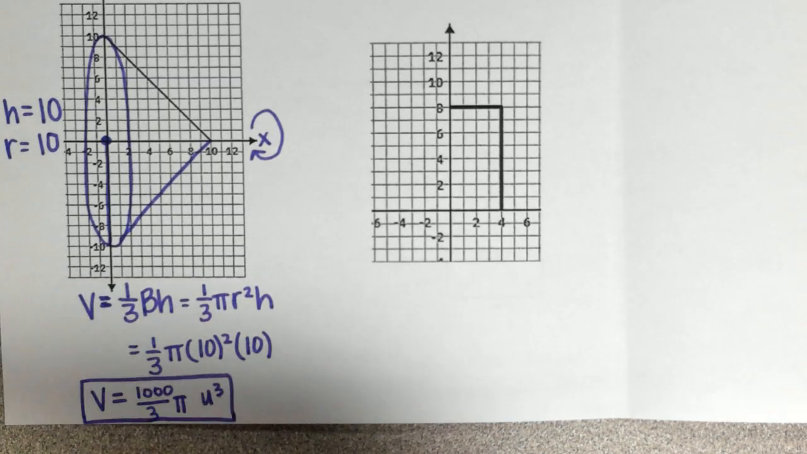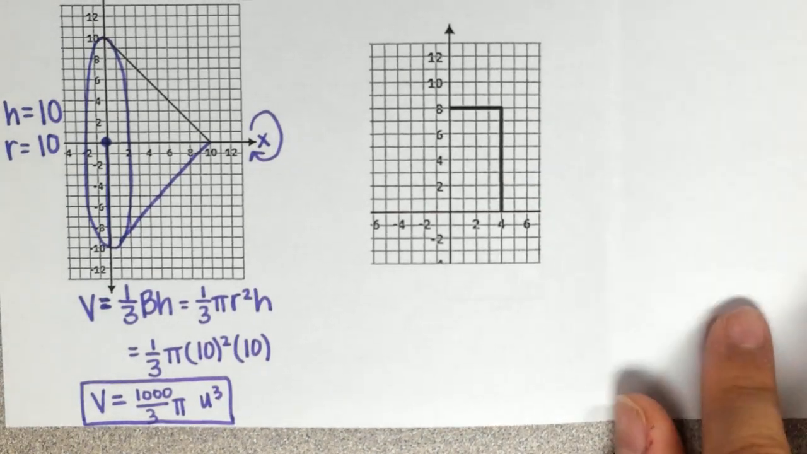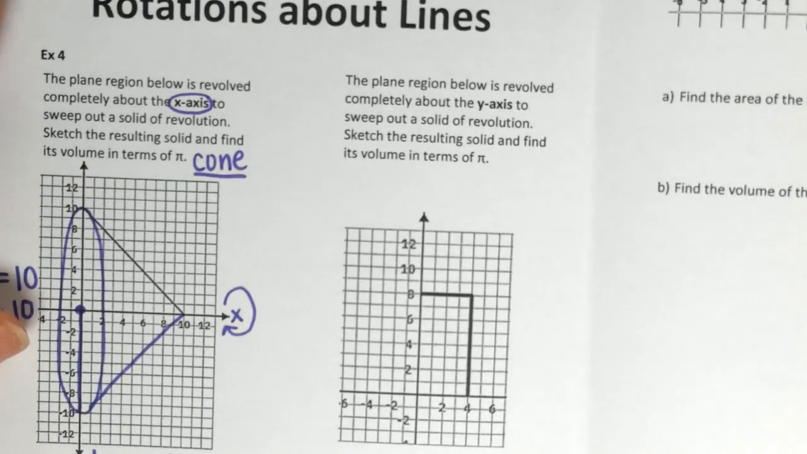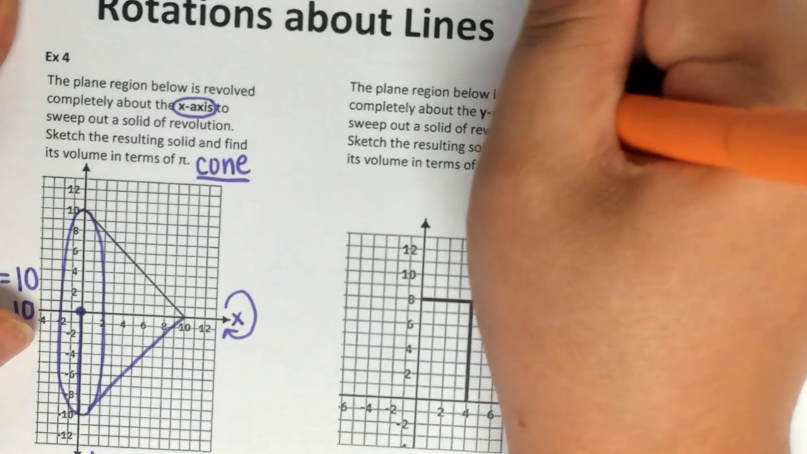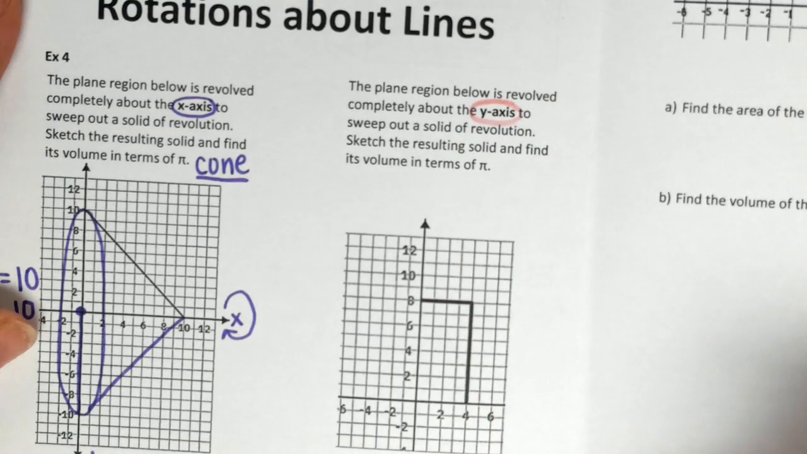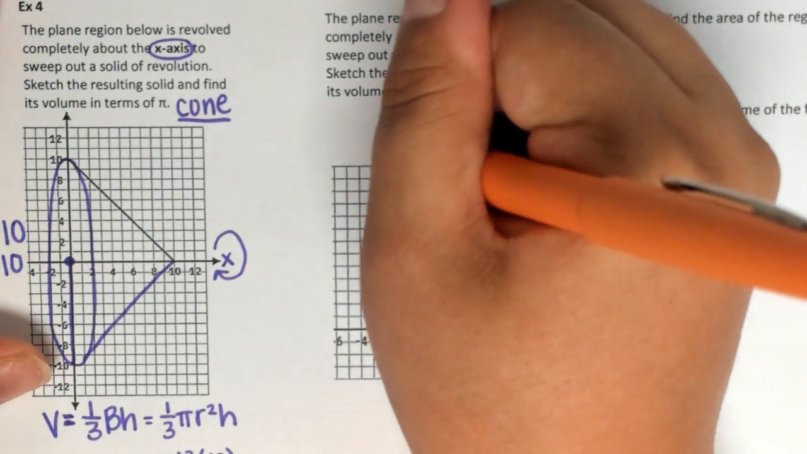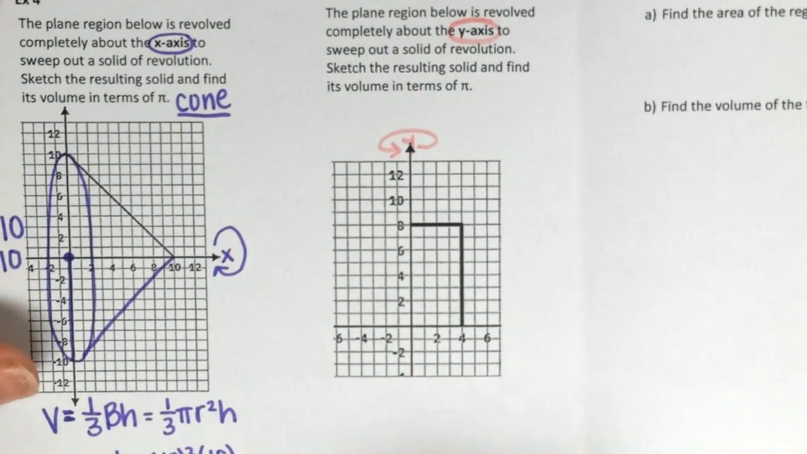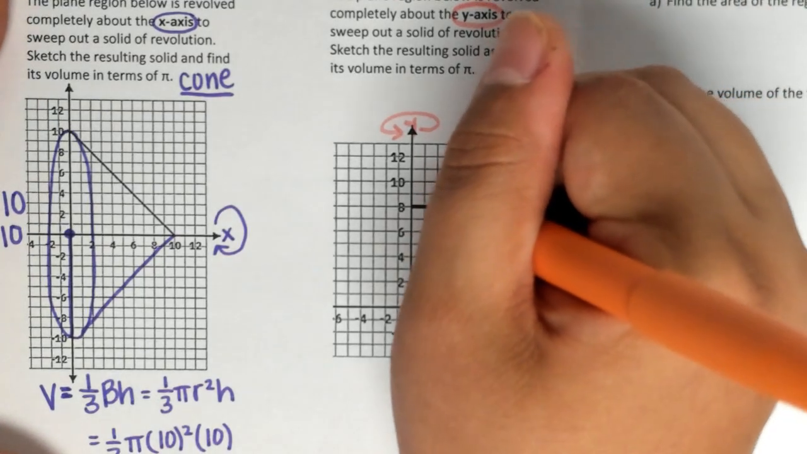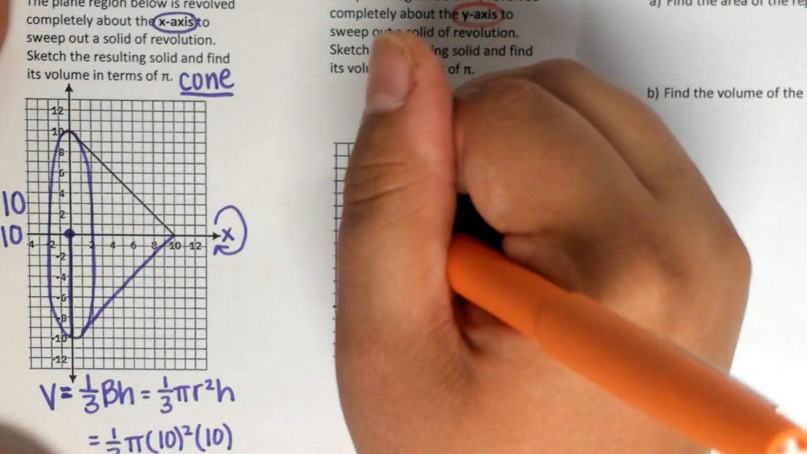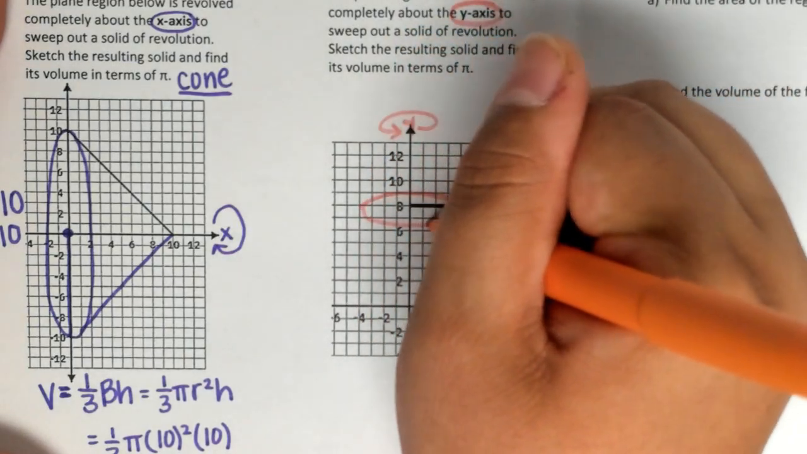Now, I want to make a comment real quick. Oh wait, not on this one. On this one. Next one. What does the next one say to do? Which axis? Everybody circle that. The y-axis. So this time, I am going to go around this axis right here. So I'm going to take this point right here. I'm going to go from, instead of going at 4, I'm going to go to negative 4 and back to 4.